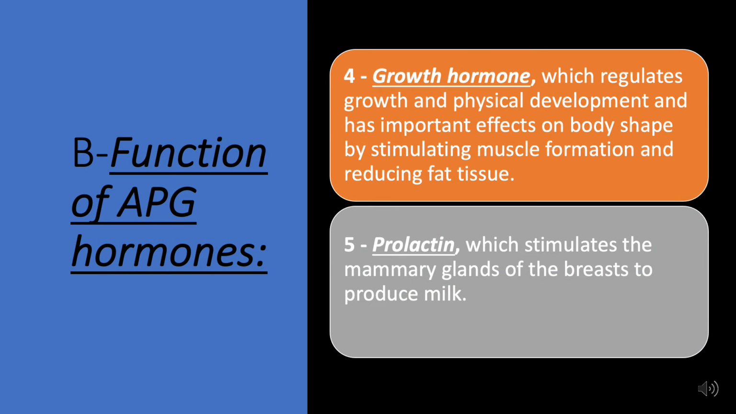Function of anterior pituitary gland hormones. 4. Growth hormone, which regulates growth and physical development and has important effects on body shape by stimulating muscle formation and reducing fat tissue. 5. Prolactin, which stimulates the mammary glands of the breasts to produce milk.